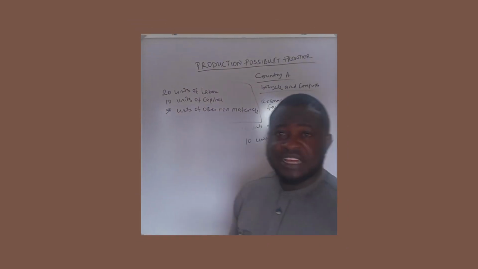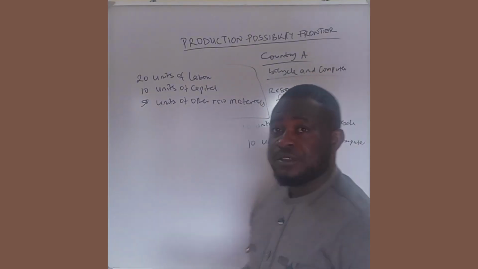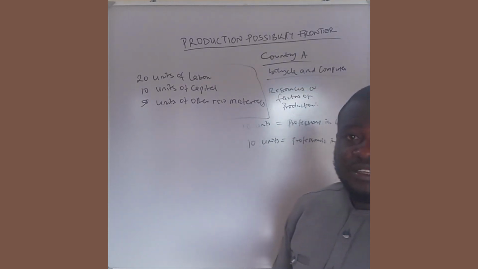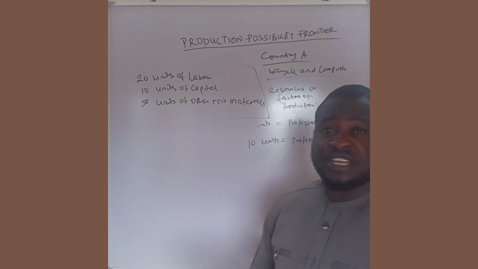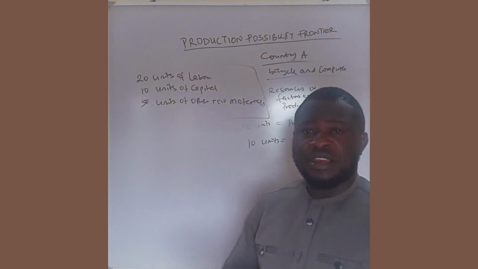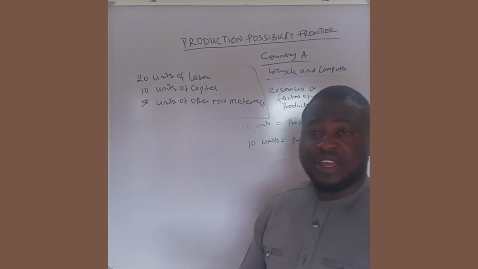Let's further assume that the level of technology existing in this economy, in country A, is constant. By technology, we mean the methods, techniques, or processes of producing goods and services. And when we say constant technology, we mean that these processes or techniques do not change over time.